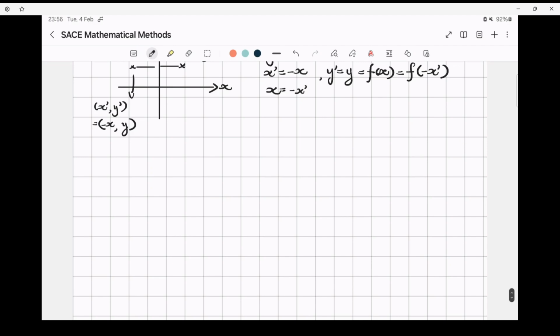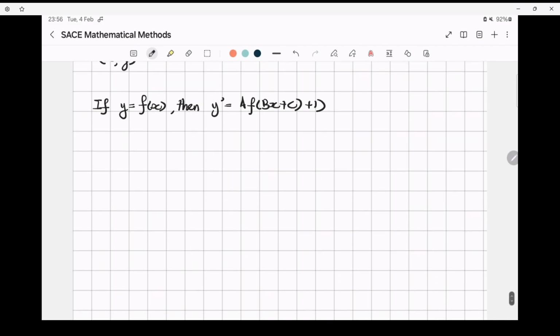So now let's try to conclude. If your original function is y equals f(x), then you can see that you have the following possibilities. y prime equals a f(bx plus c) plus d. So let's look at the effect of each of the components one by one.